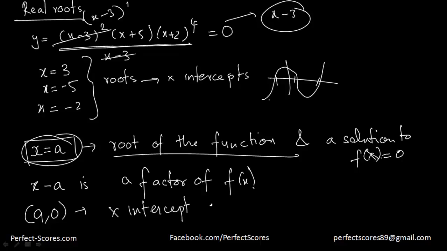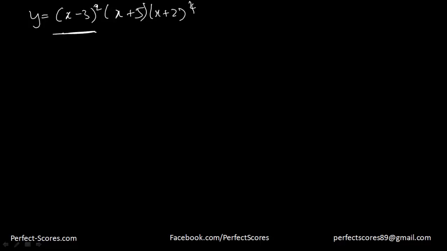Fine. Now sometimes what happens is, as you can clearly see in this function, that y is equal to (x minus 3) whole squared, times (x plus 5), times (x plus 2) raised to the power 4. Whenever this happens, as you can clearly see, these zeros are repeated. As you can see, (x minus 3) raised to the power 2, (x plus 5) raised to the power 1, that's just 1, (x plus 2) raised to the power 4.